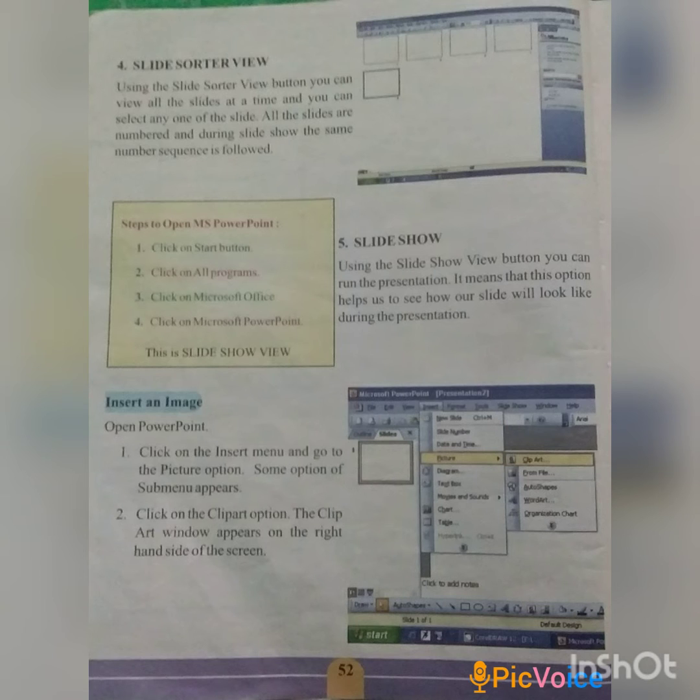How to insert an image in open PowerPoint? First of all you have to click on the insert menu and go to the picture option. You have to click on the insert menu. You can see in the picture in the book, and then a sub menu will appear, then some options will appear. Then secondly you have to click on the clip art option, and this clip art window appears on the right hand side of the screen.